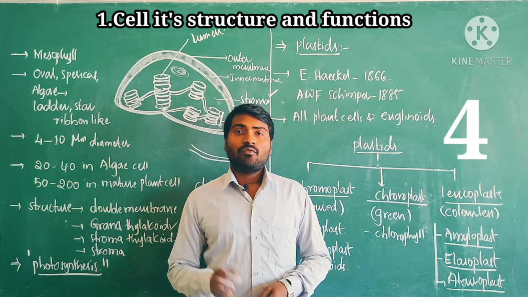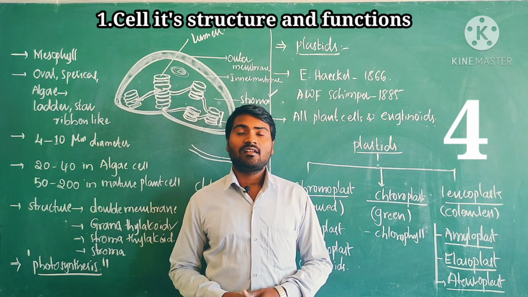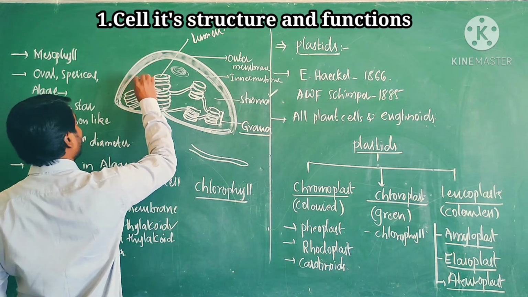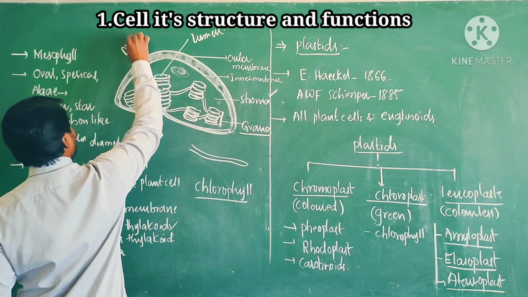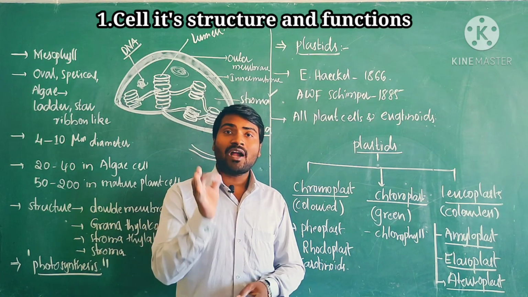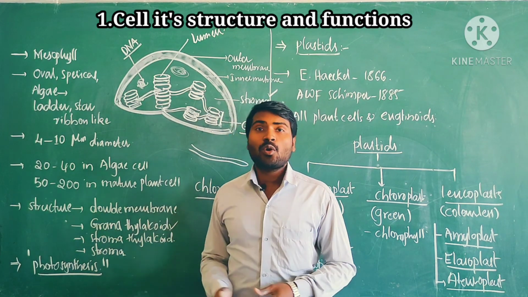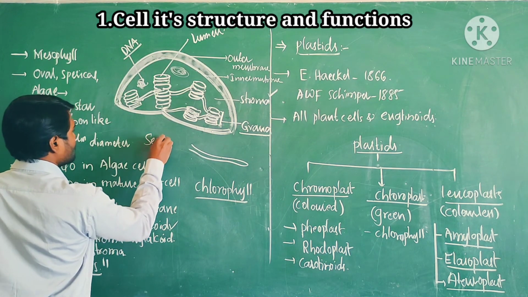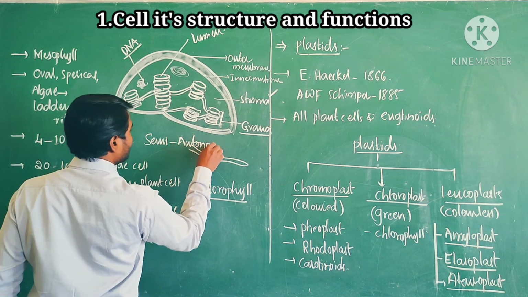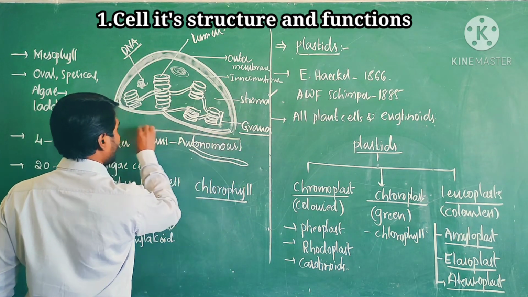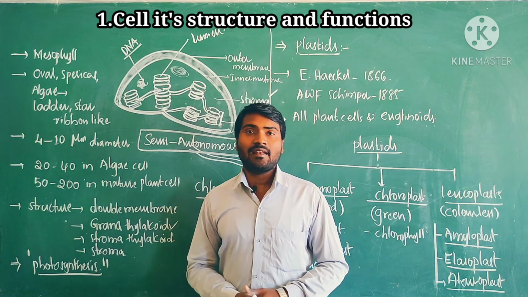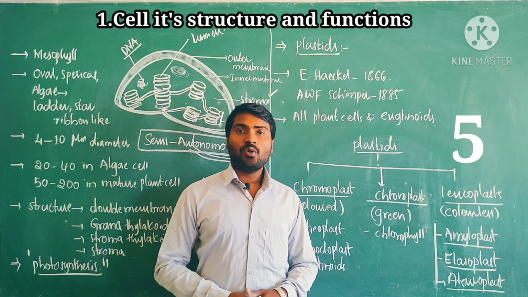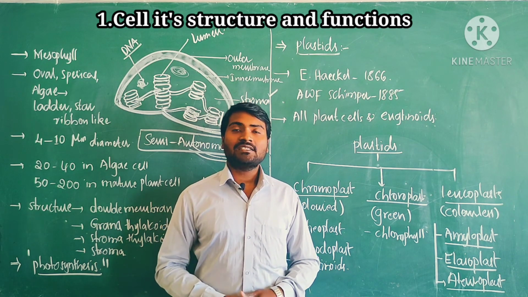Point number 4: which among the following is a semi-autonomous organelle? Chloroplast is also a semi-autonomous organelle because it contains its own DNA. In my last class I told you that mitochondria contain their own DNA. Along with this, chloroplast also contains its own DNA. Hence it is also known as a semi-autonomous organelle. Point number 5: which cell organelle carries out photosynthesis? That is the chloroplast. So these are the 5 important points from this topic.